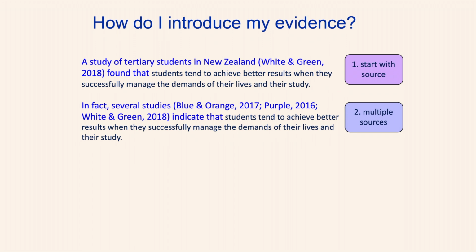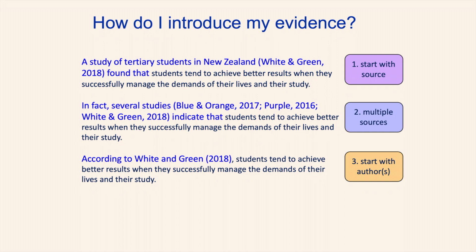The second example is very similar, except that it includes several sources, meaning that the writer found the same idea in all of these studies. Notice that each study in the citation is listed in alphabetical order and separated by a semicolon.